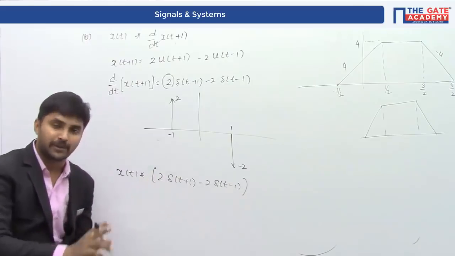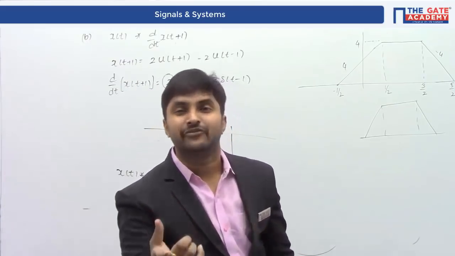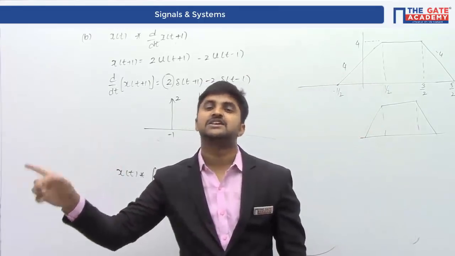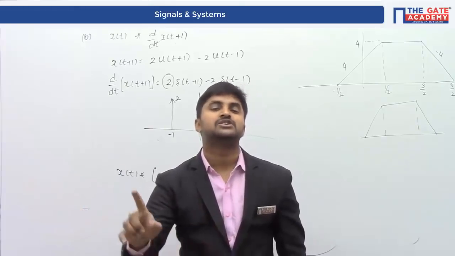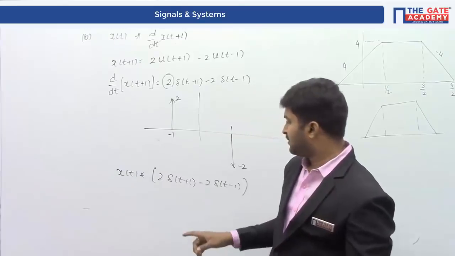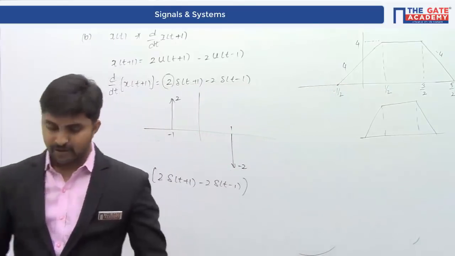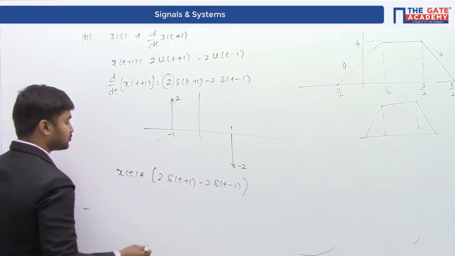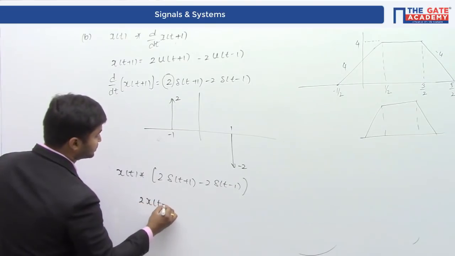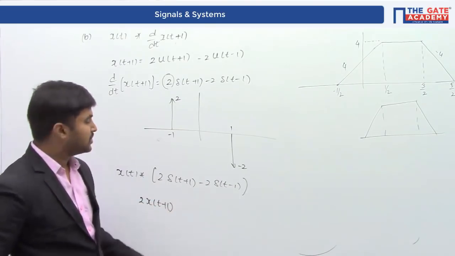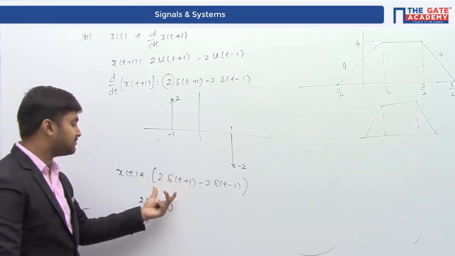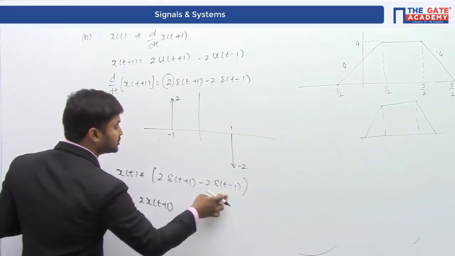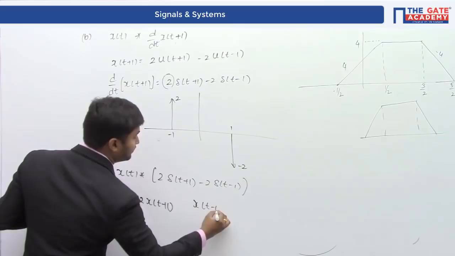Here comes a very important property. Whenever you are convolving any signal with an impulse, it is going to be the signal itself. So x of t convolved with 2 times delta of t plus 1 is going to be 2 times x of t plus 1. You are using the time shifting property also. Whenever you have any shift here, the same shift will be there in the output also. Same here: x of t convolved with delta of t minus 1 is going to be x of t minus 1.